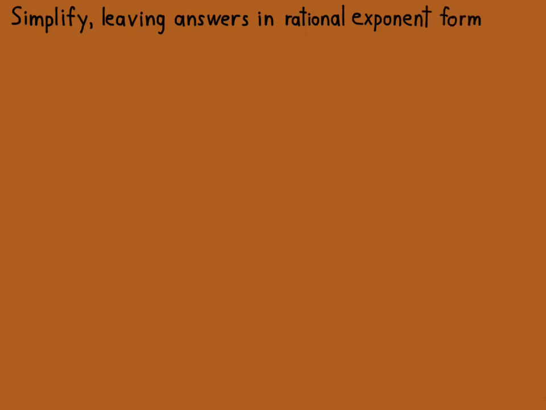So this is the last video for this section, illustrating a couple of examples where the question wants you to leave the answer with a rational exponent rather than in radical form. So simplify leaving answers in rational exponent form. So here's the first example: a to the 3/2 b to the 4/5 over a to the minus 1/2 b squared.